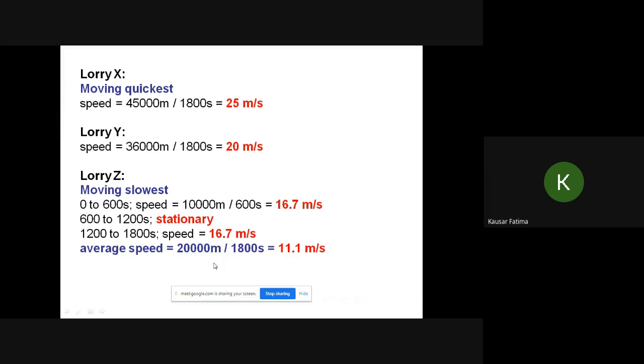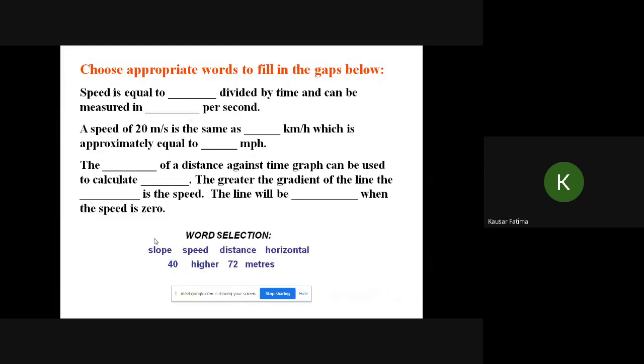Here this is to be filled in. You have to choose the words. What comes in these blanks? Let's see what comes here. Distance. Speed is equal to distance divided by time and can be measured in meters per second. Okay. And here a speed of 20 meters per second is the same as dash.